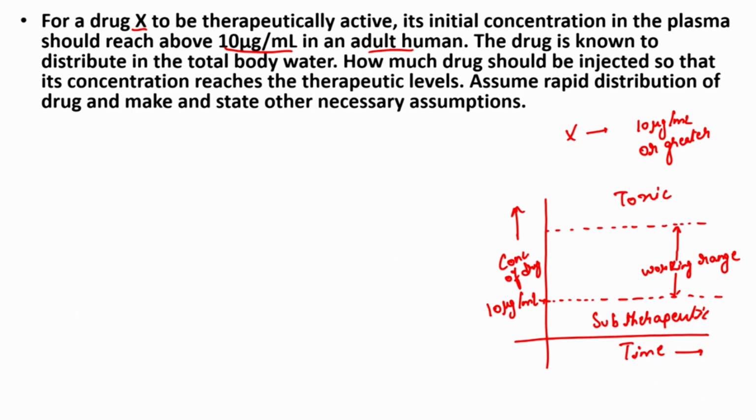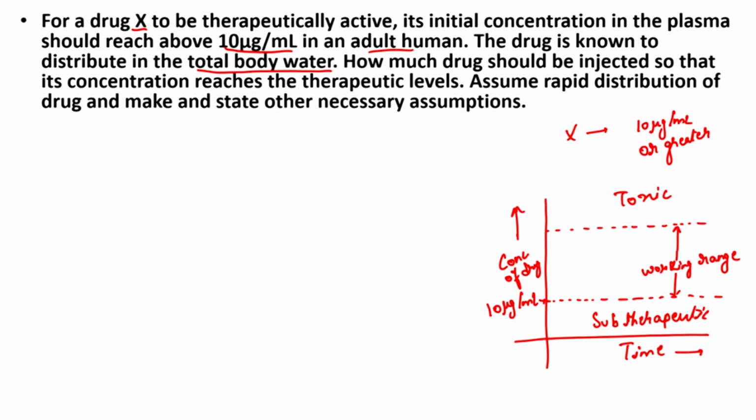Now, this drug is also known to distribute in the total body water. That comes to a discussion on the VD, which is the volume of distribution, and it is saying that this drug distributes throughout the body water. So, what kind of drug will this be? This will be a fairly hydrophilic drug. And so, the question is how much drug should be injected so that its concentration reaches the therapeutic levels.